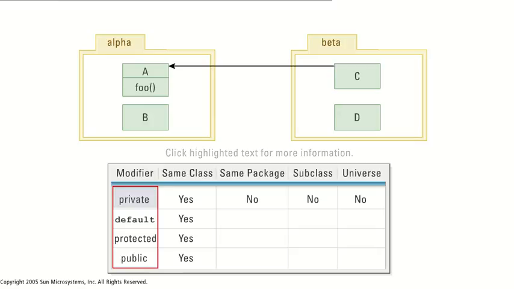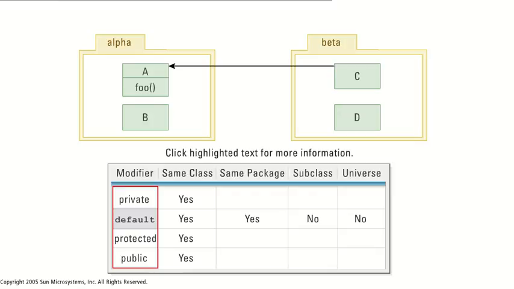Let's try the default modifier. Now, the thing to remember is the default is not a keyword. The default access level is just the default level. So you don't use a keyword when you want to apply the default access level to a method or an attribute. So click the default word in the table below. So as you can see now, the B class has been granted access to the foo method. It is not rejected. But the C and D classes are still not allowed to access the foo method. And as always, the A class can also access the foo method.